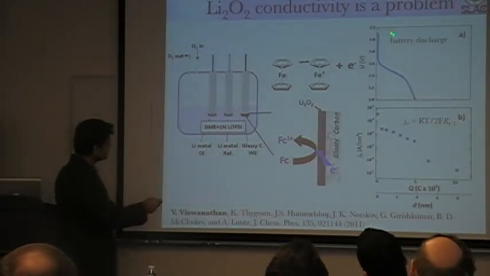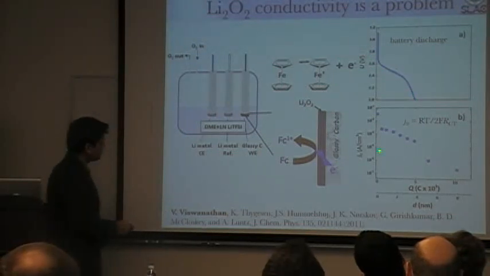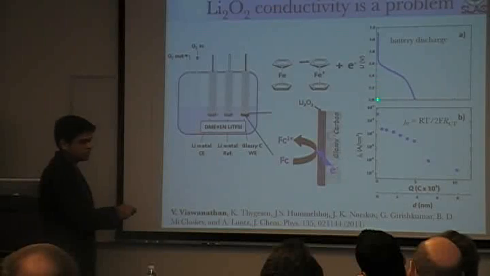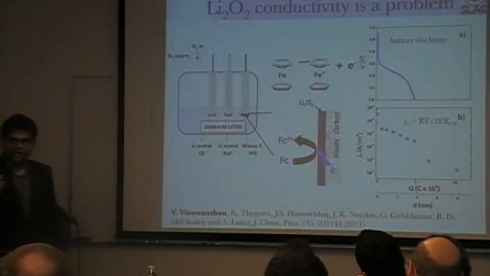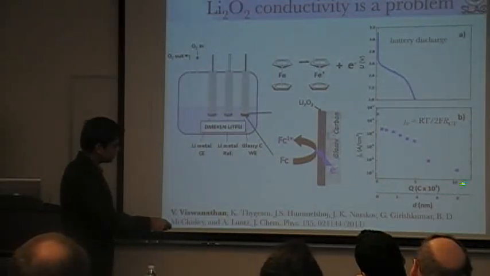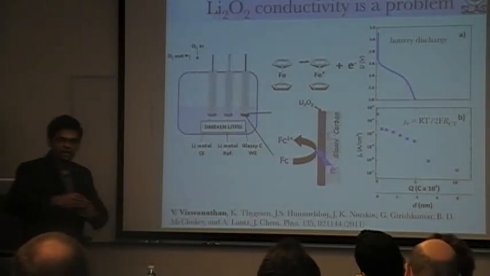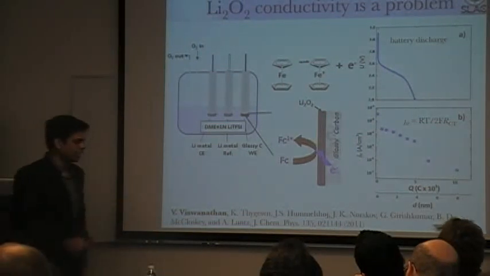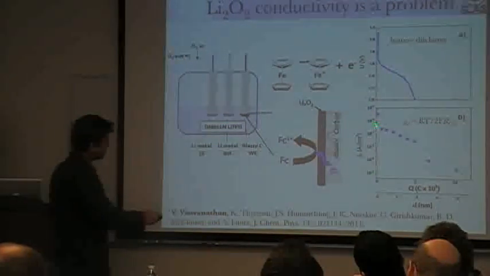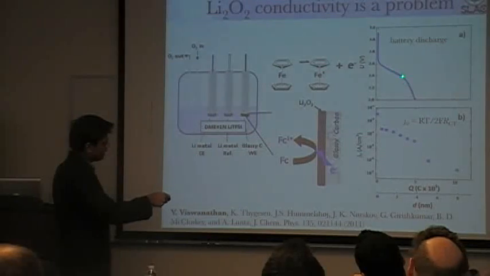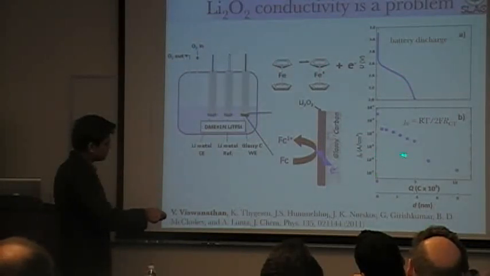And here's the observation. This is the discharge of the battery, and this is the current that you get out of this ferrocene-ferricinium redox couple. This is the rate at which you're providing electrons to the surface, as a function of discharge. That is, at different times, you stop the battery and then you see what current you get. And what you see here is the current starts to decay rapidly. These discharges are done at 10 microampere per centimeter square, which sits somewhere here.